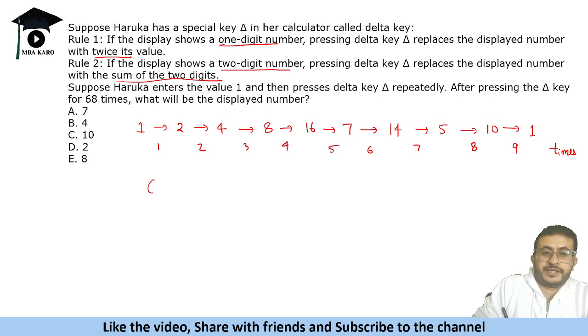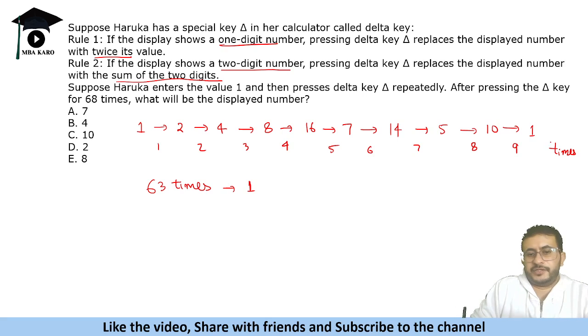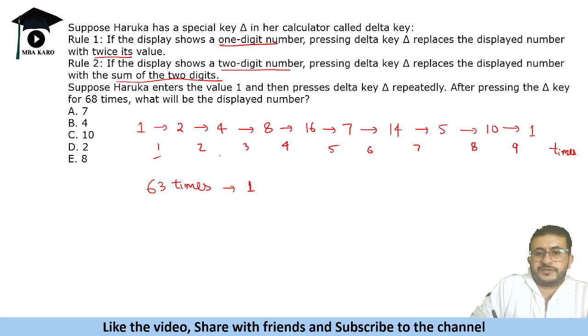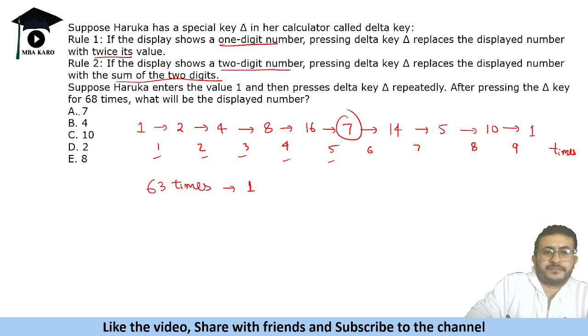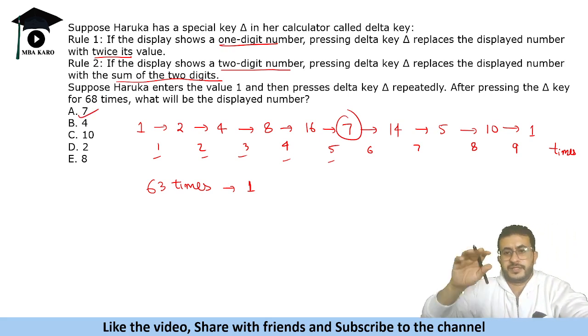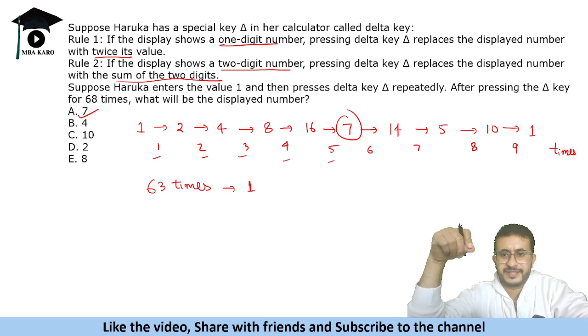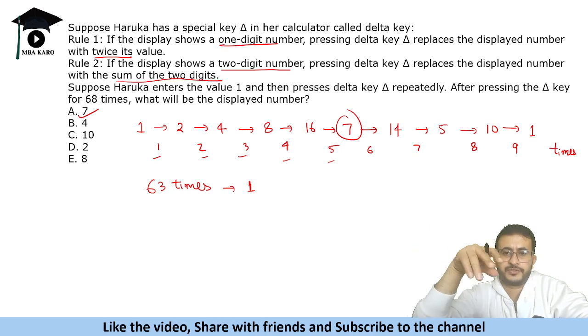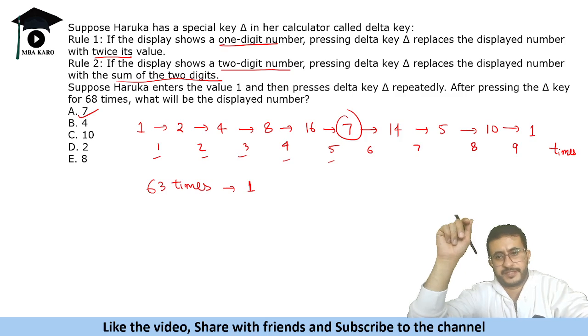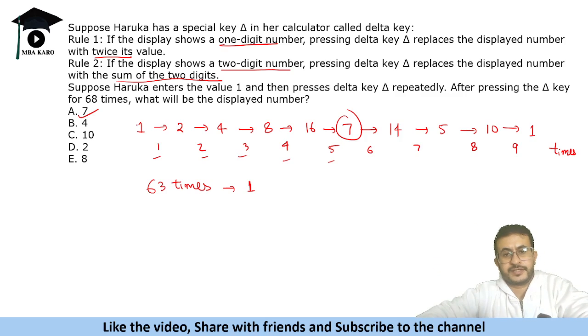Now 63 times, it will return to 1, because every 9 times it will return to 1. 63 times it is 1. 64, 65, 66, 67, 68. So the answer is 7. 68 times means 9 times ka cycle bana, 7 cycles and 5 more times. So after 5 times it is becoming 7. So the answer is 7.